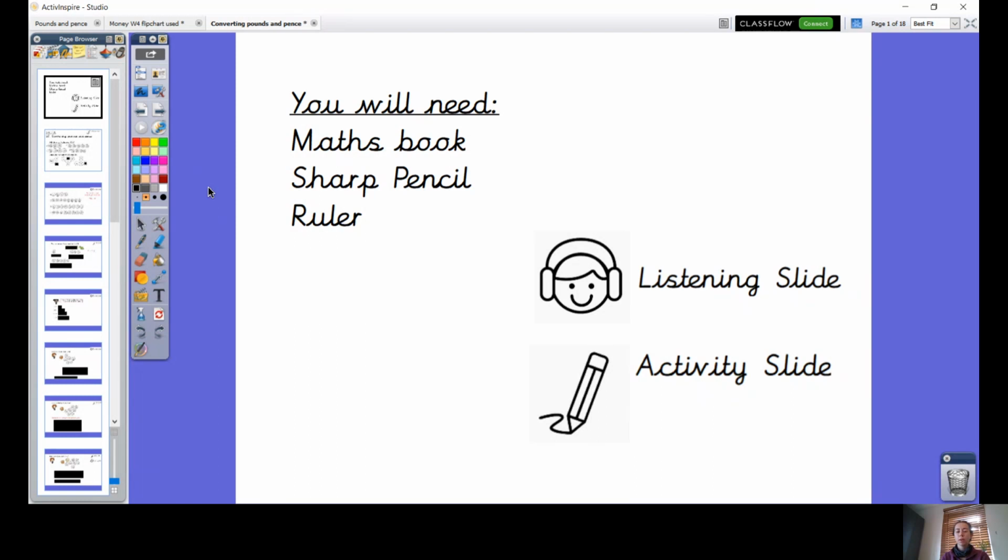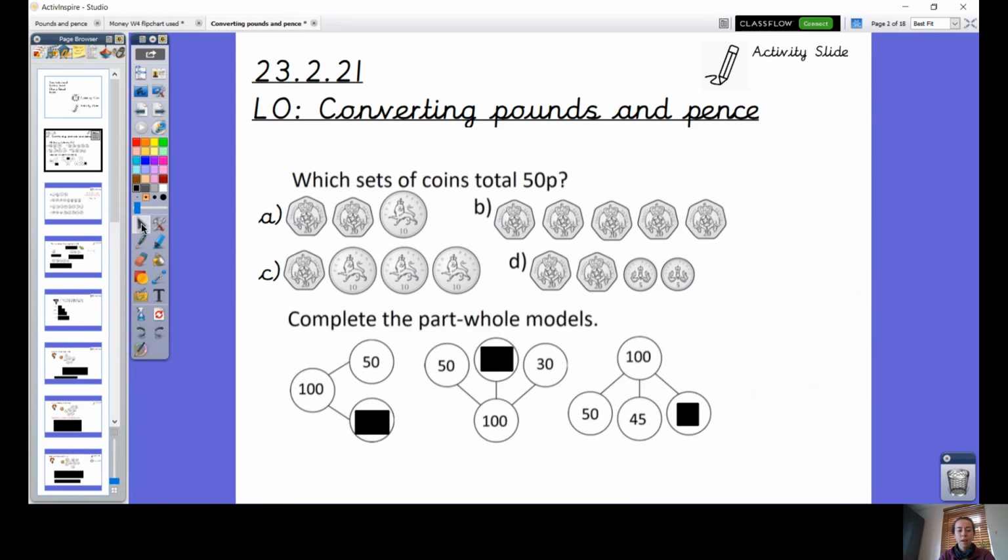Just check you've got your maths book, your sharp pencil and your ruler with you today. Okay, can you jot the date and LO in your maths book and underline them with a ruler and then have a go at the activity which is on the screen. Pause the video.